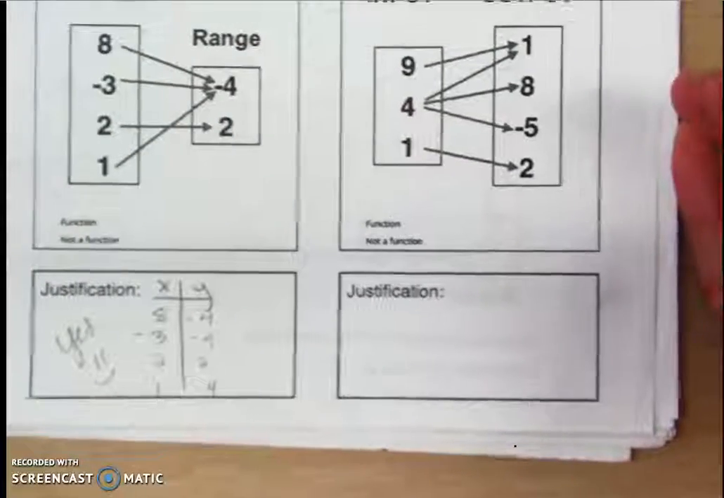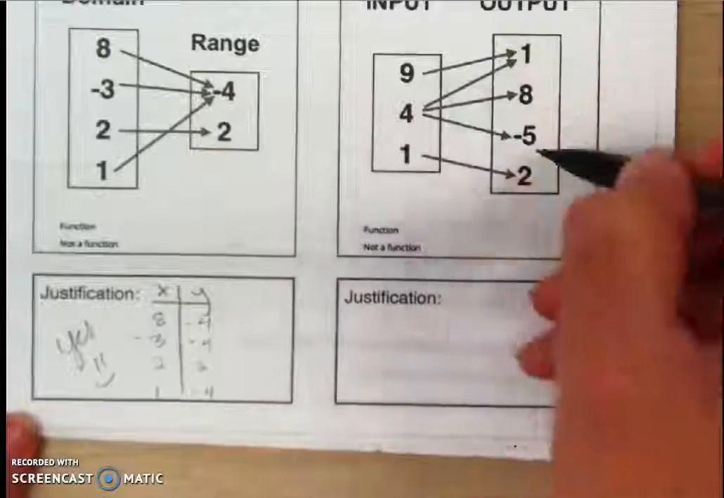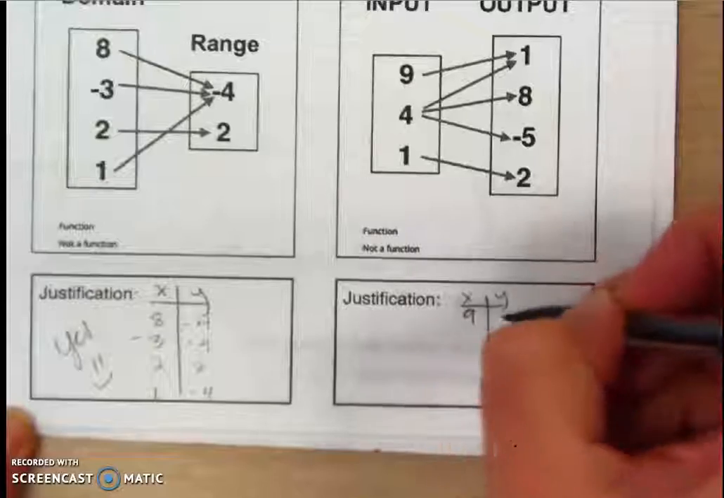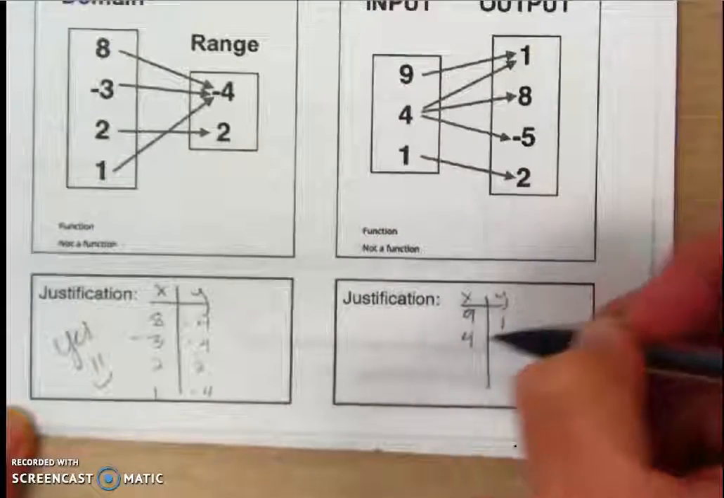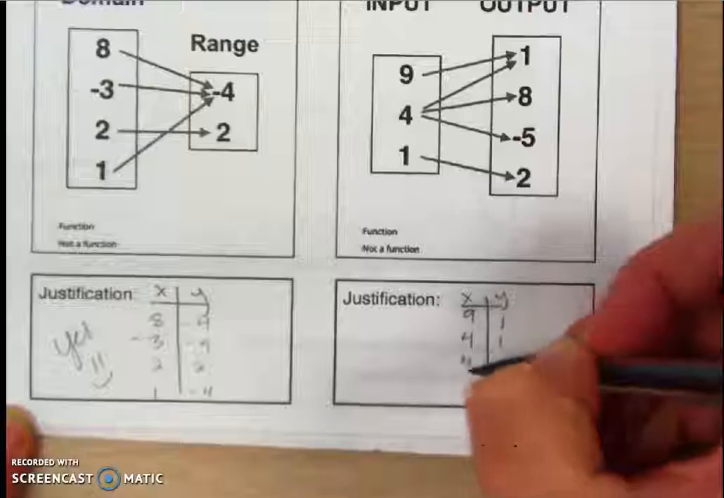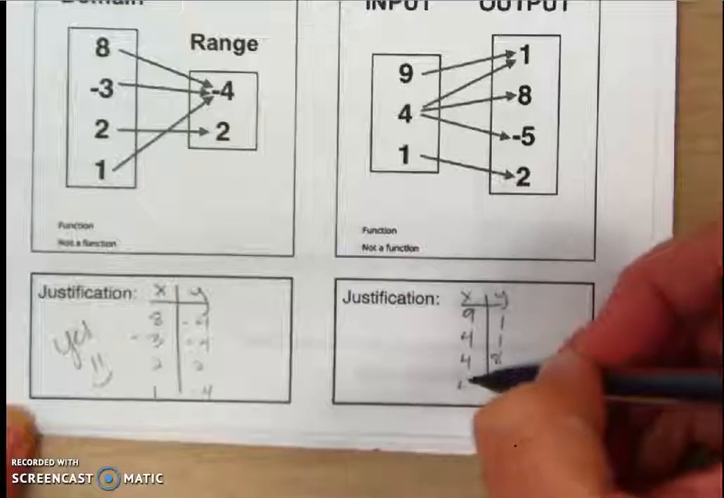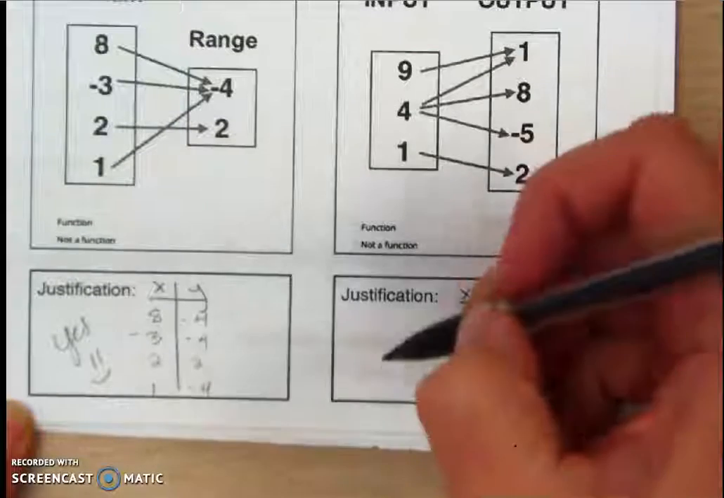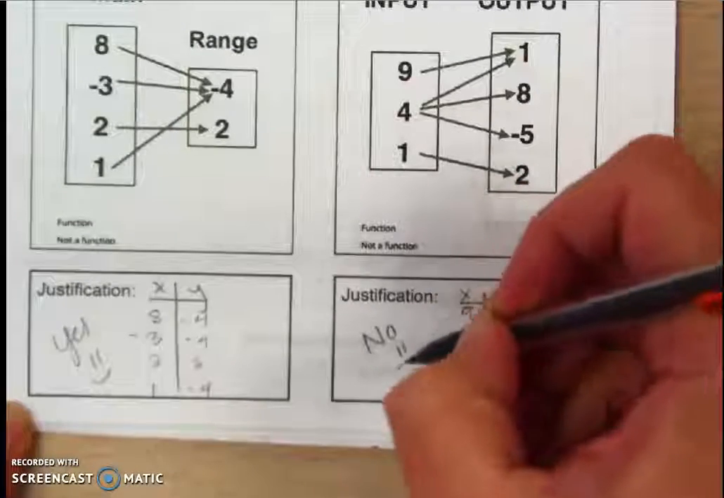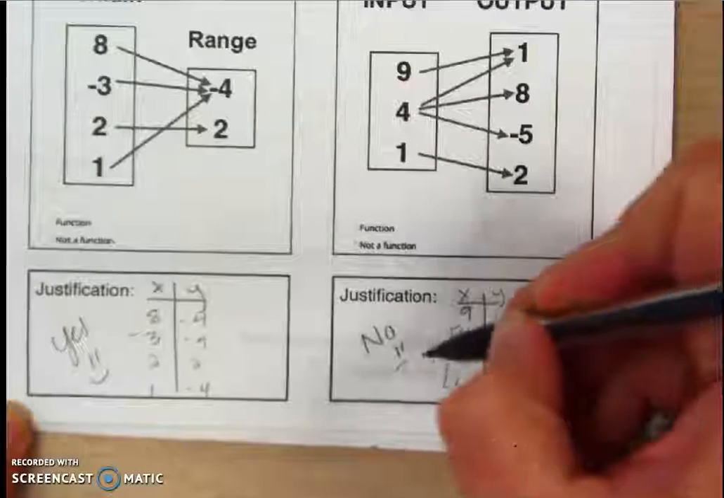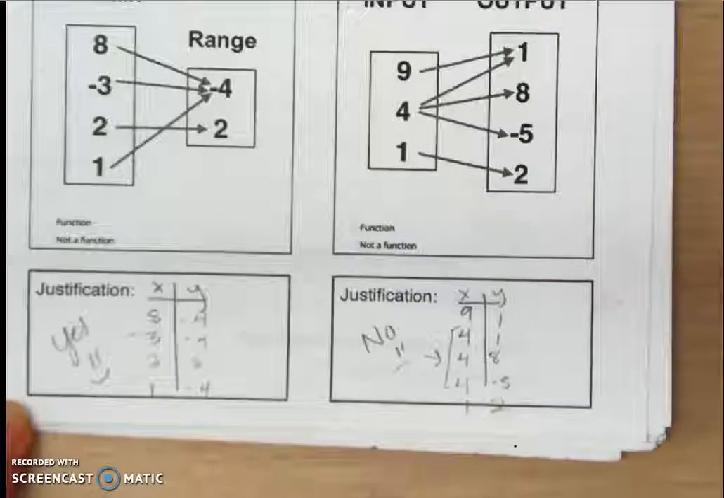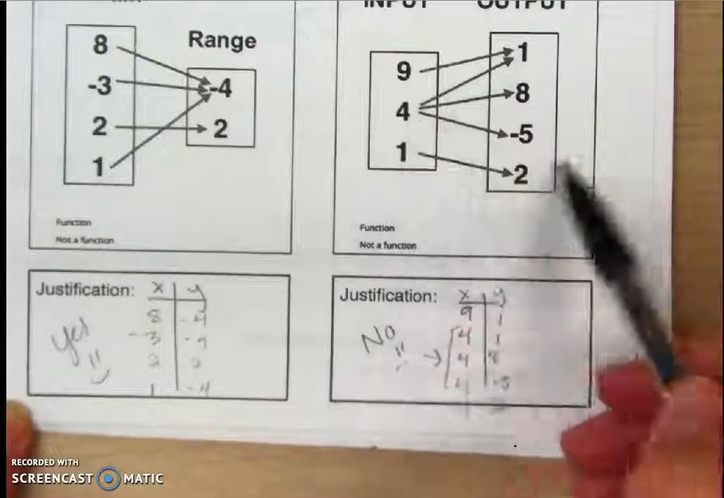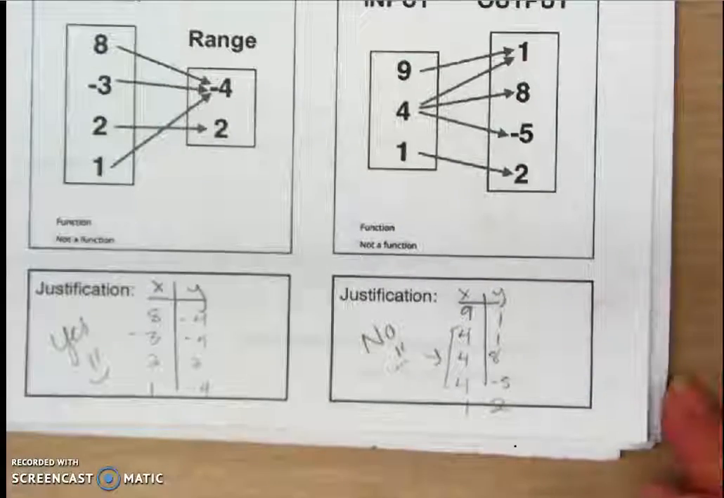What about this one? Well, hopefully you can already see it because of this weirdness. But here's what it looks like in a table of values. So 9 would go to 1. 4 goes to 1. 4 also goes to 8. 4 also goes to -5. And then 1 goes to 2. So would this be considered a function? No, because we have this repeated x value that's giving me different outputs. And on a mapping diagram, we can see it because there's a lot of arrows coming out of the same number. And so that would be not a function.